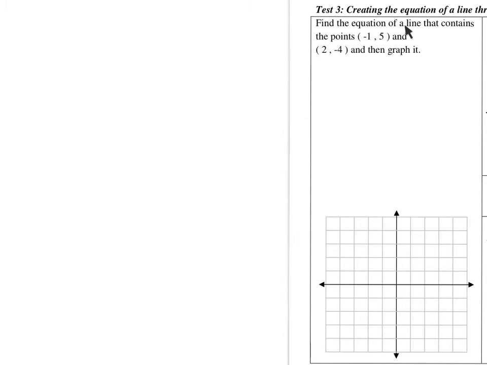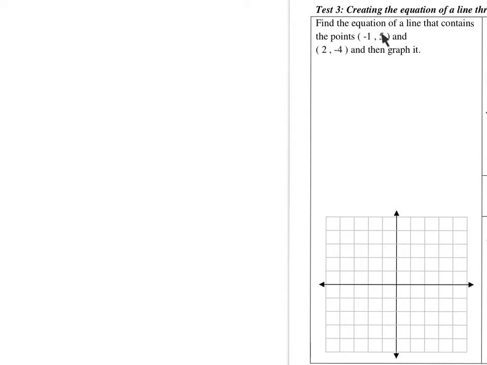All right, so find the equation of the line that contains these two coordinates and then graph it. There are different ways of doing this problem. So what you do here is, let's just start off by plotting these two points. And let's go from the picture way to create the equation. So I'm going to start with the graph.